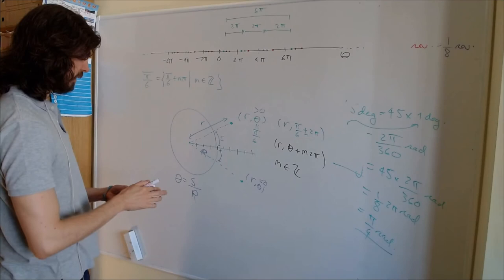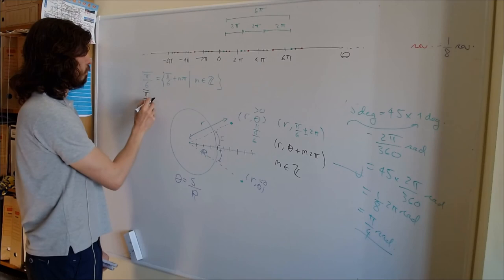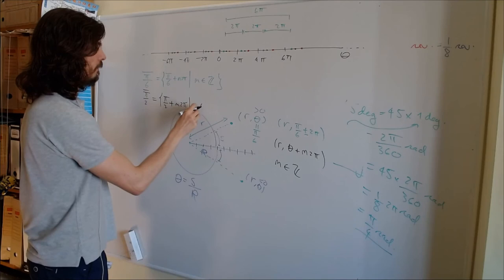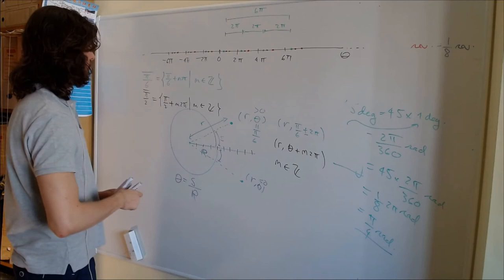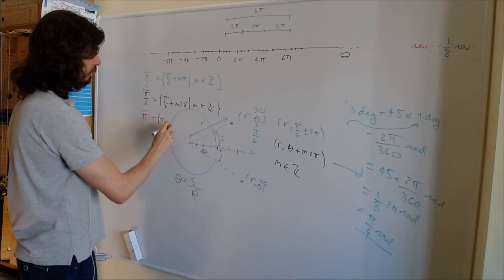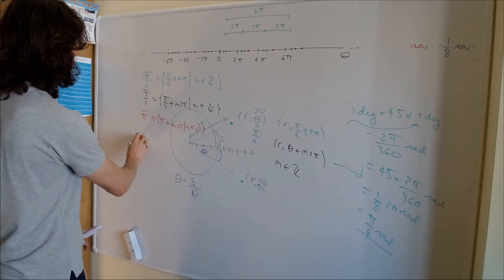You can do the same for pi over 2. Pi over 2 bar is equal to pi over 2 plus n 2 pi, n belongs to Z again. And finally, the red ones is just pi. Pi bar equals pi plus any multiple of 2 pi with n belongs to Z. Okay? You can keep on going between 0 and 2 pi.